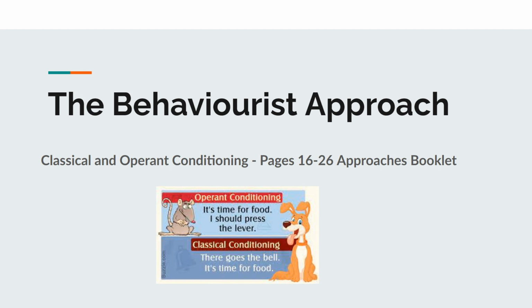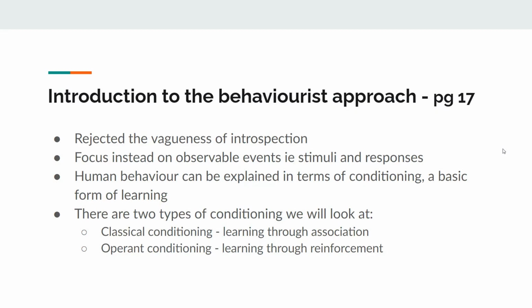In the approaches booklet, under this title of the learning approaches, is also social learning theory, but that is covered separately. So this screencast is just looking at classical and operant conditioning, which is the behaviourist approach, pages 16 to 26 in your approaches booklet. If you don't have that, you can follow through just taking notes and or using your textbook as well. I do refer to page numbers and activities, so that's the ideal way of doing it.